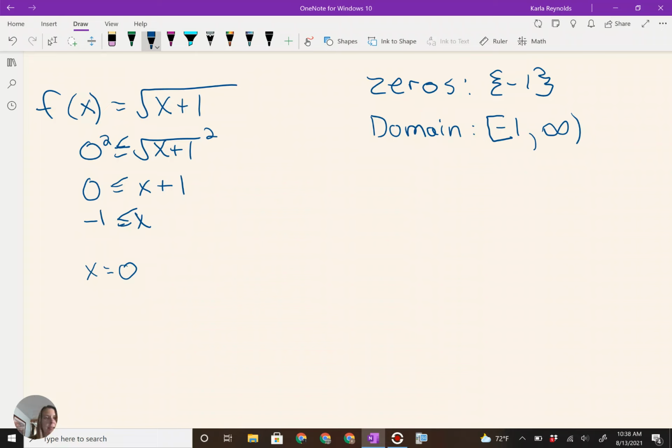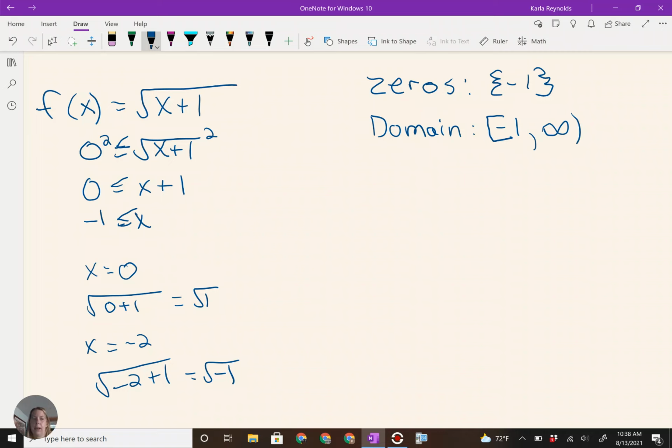So we can do a little check. If x was 0, I'd have 0 plus 1, and that's a valid square root. Square root of 1 is 1. And then I could try something less than -1. So let's try -2. So -2 plus 1 equals -1, the square root of -1. Now that is actually i, but we're talking about the real number system here, so that's not in our domain. So we have our inequality going in the correct direction.